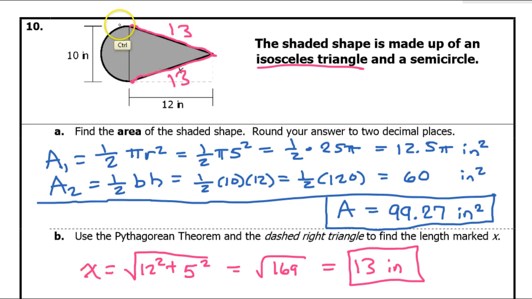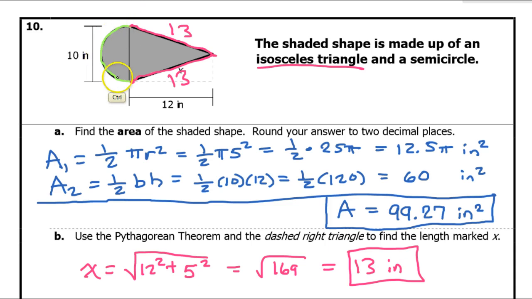All right, our goal is to find the perimeter of the shaded region. So we've got most of it. The only part that we're missing is this part right here. We need to find that. So we've got 13, 13. All I need is to find the length of the semicircle.